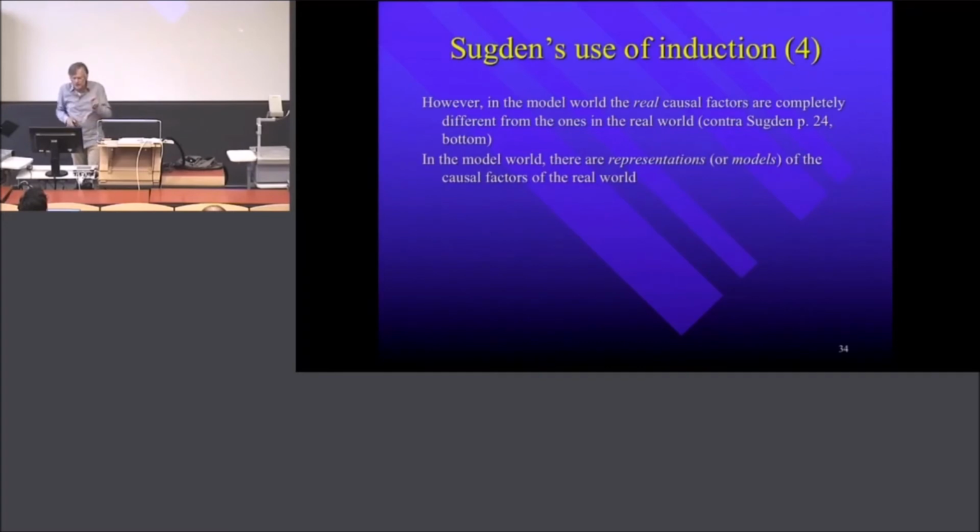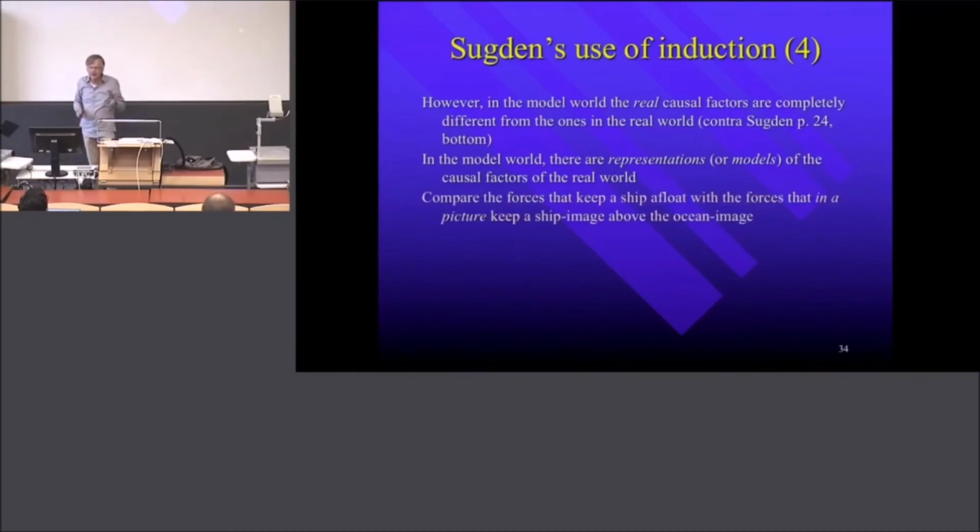In the model world, there is a representation of causal factors of the real world. Right? It's right that the causality of the real world is in the models, but only represented. It's not really there. And to show you that difference, I give you another example. Compare the forces that keep a real ship afloat with the forces that in a picture keep a ship image above the ocean image. Right?